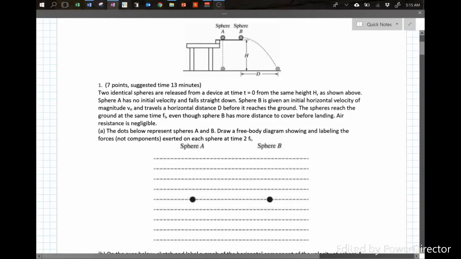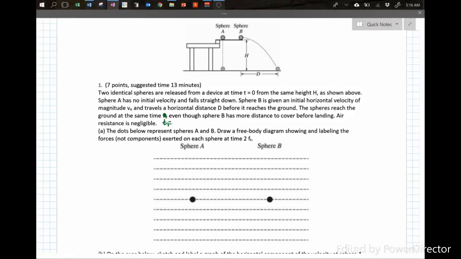We've got two identical spheres. They're going to be released from a device at time equals 0 from the same height, like you see in the picture. Sphere A is going to drop straight down, has no initial velocity, whereas sphere B is given an initial horizontal velocity of v0 and travels a distance d before it reaches the ground. They reach the ground at the same time, that's supposed to be tf, even though sphere B has more distance to cover before landing. Air resistance is negligible.